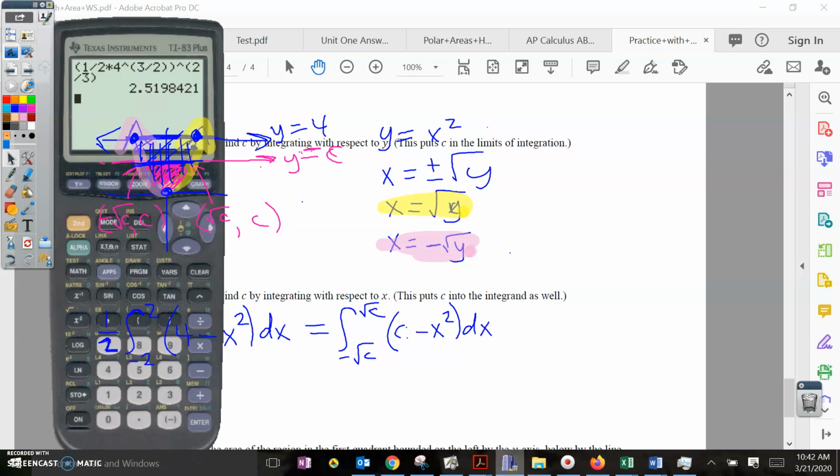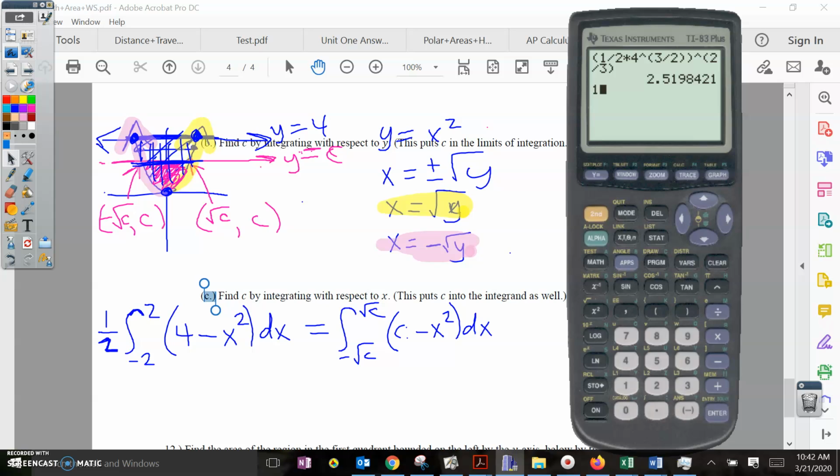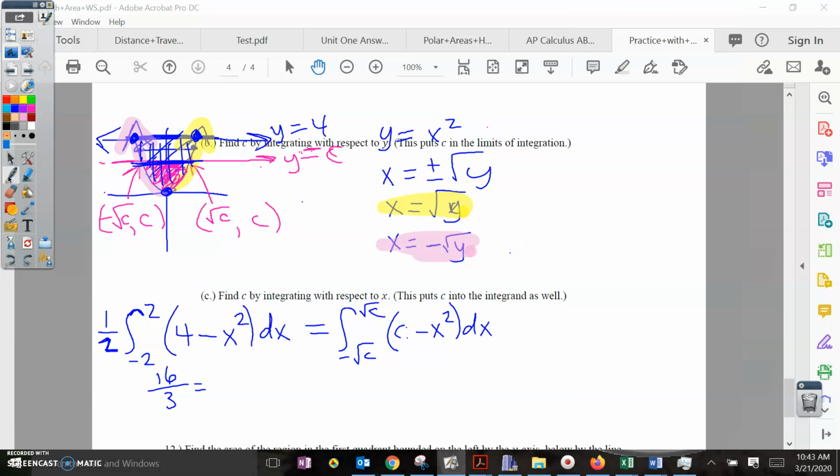Since I don't have any c's on the left-hand side, I'm just going to go ahead and save myself some time and energy and use the numerical integral. And that tells me that the left-hand side here is 16/3. And then I'm going to integrate the right-hand side. The integral of this becomes cx minus x cubed over 3, which we're going to evaluate from -√c to √c.